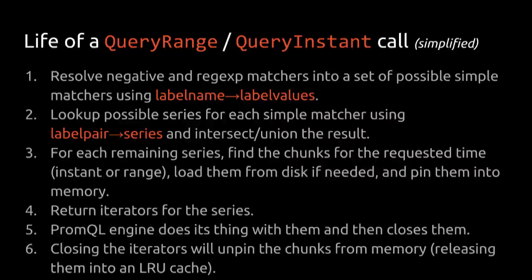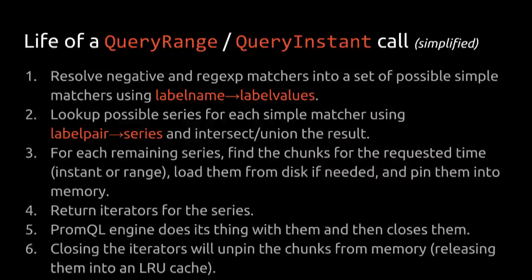And then look up possible series for each simple matcher using label per series. So for every label name, label value pair, I know which series are applicable, and then I intersect, or for those negative matches, I take the union, and I end up with a bunch of series where all those label matches match as required. So for those series, I find the chunks for the requested time, instant or range. Instant is easy, I just have to find the chunk that contains that point in time. For range, I need possibly many chunks. Load them from disk if needed, and pin them into memory, because it would be horrible if the chunk disappeared onto disk while I'm needing it, right?